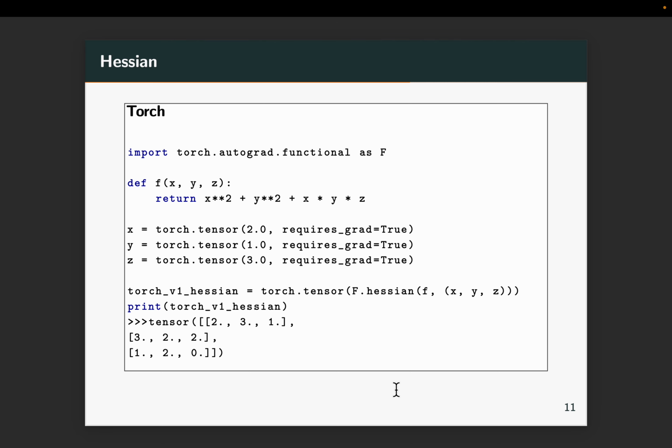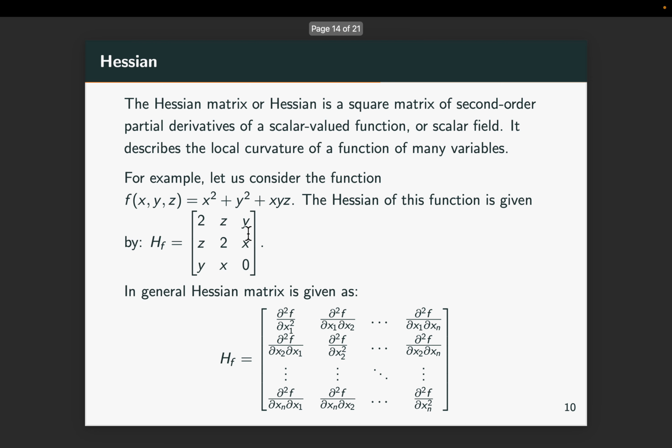And the code is again fairly straightforward. You can define the function. Importantly, it's a scalar function, so a single function would suffice. I've created x, y, z values, and I'm calling the Hessian of the function f with respect to the different function arguments. And this is indeed the correct answer as verified by what we'd previously seen, right?